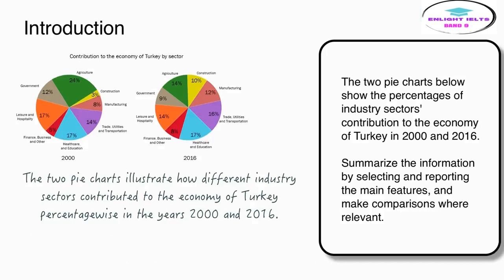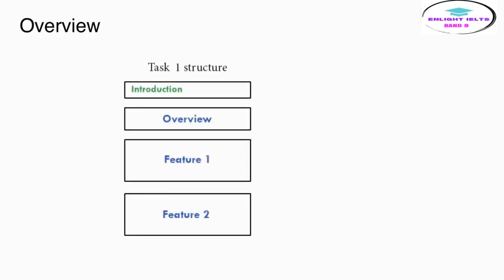It is clear and specific, so when the examiner starts reading this essay, he will easily understand what our pie chart is all about. When we have finished the introduction, we have to move on to the general overview paragraph.